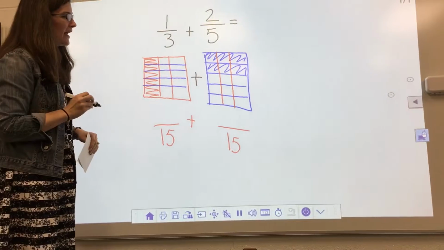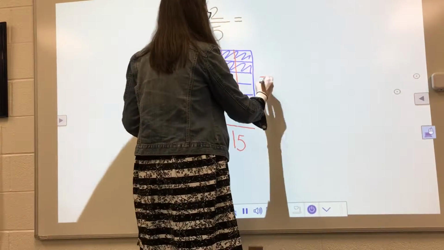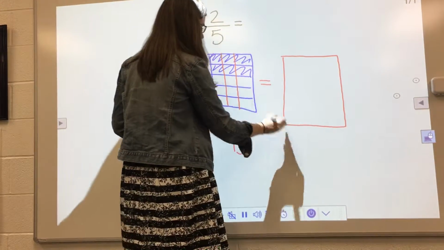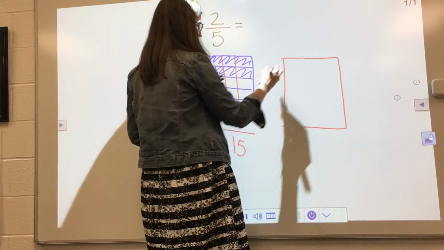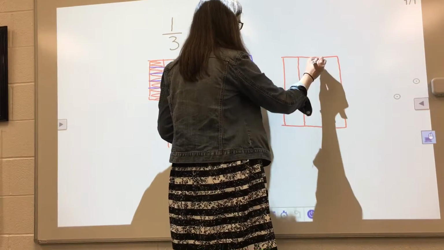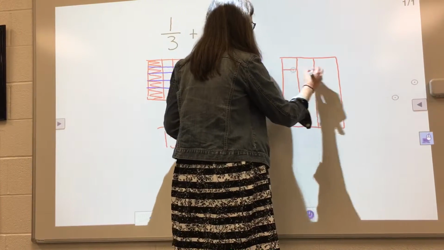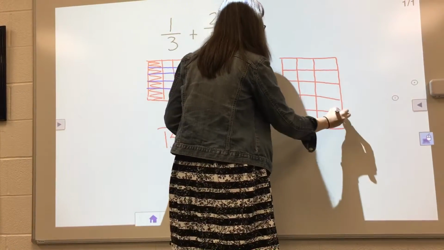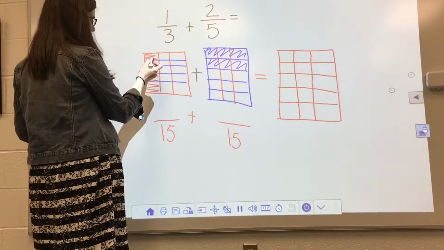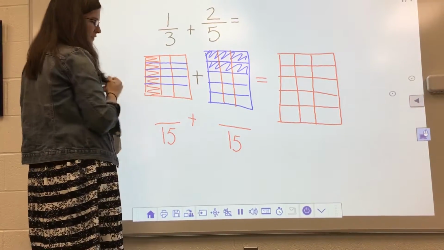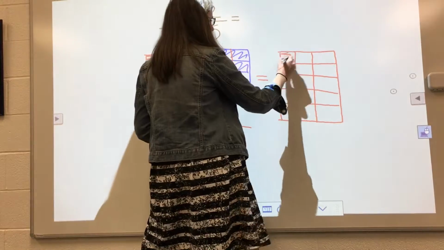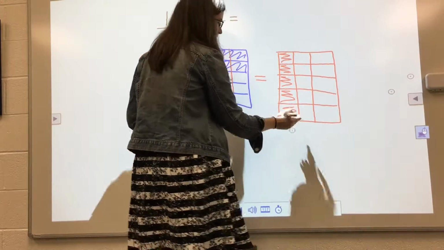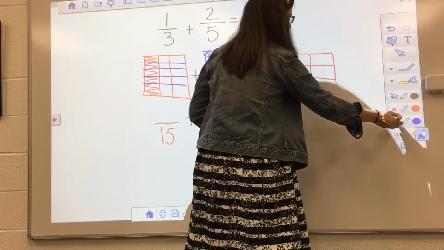Okay, then what we're going to do is we're going to add them together. So we're going to create a new model that is cut into these 15 pieces. So we have our 1/3s vertically, we have our 5ths horizontally, and then we count. Our first picture has 5 total pieces colored in. So we will color in 5 pieces on our answer model.